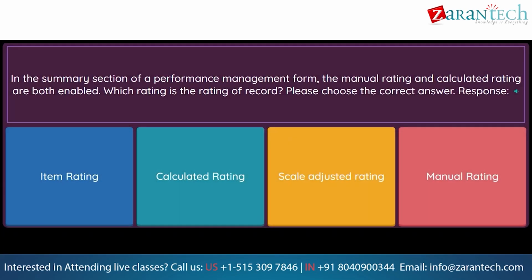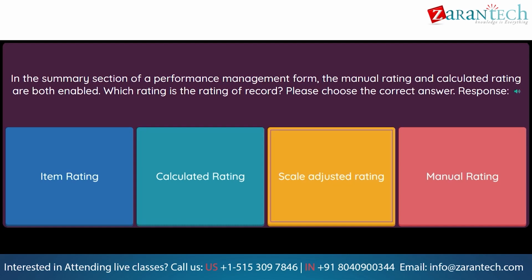Question: In the summary section of a performance management form, the manual rating and calculated rating are both enabled. Which rating is the rating of record? Please choose the correct answer. Response: Option 1, item rating. Option 2, calculated rating. Option 3, scale adjusted rating. Option 4, manual rating.